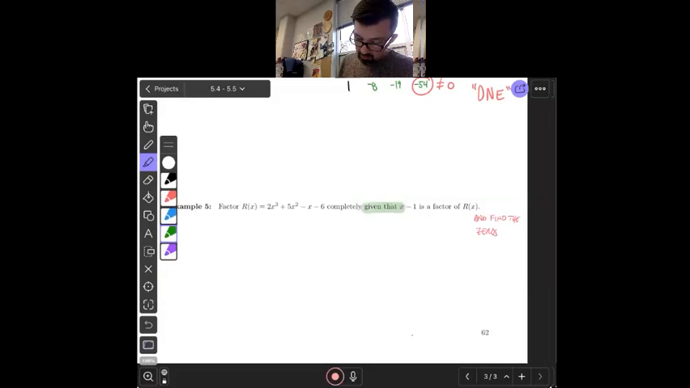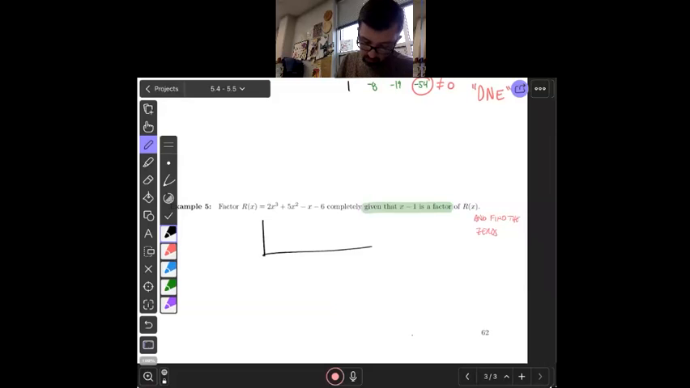So they're telling us that this is a factor. They're not asking us to check. They're saying it is one, which means that this will work. Okay. Check for gaps. There are no gaps. So we got a 2, a 5, a -1, and -6.